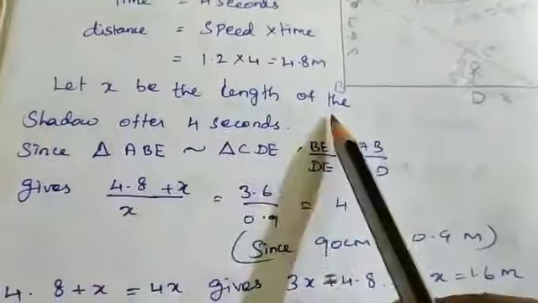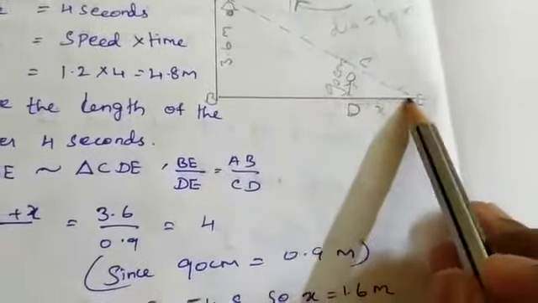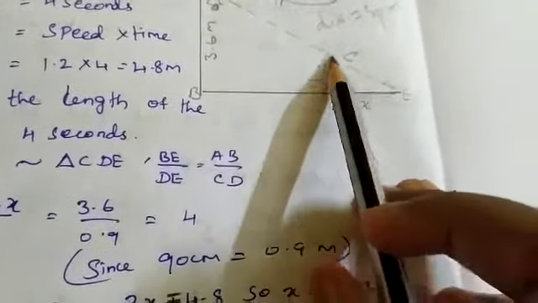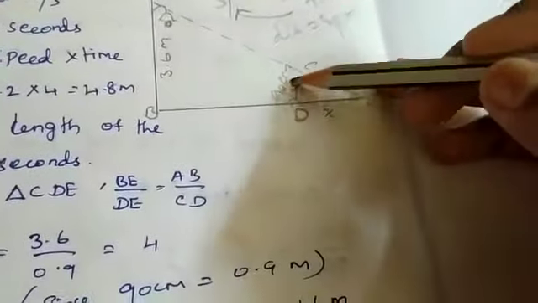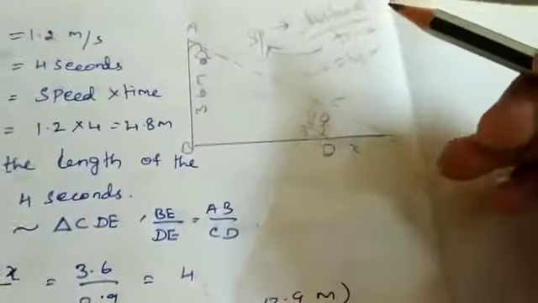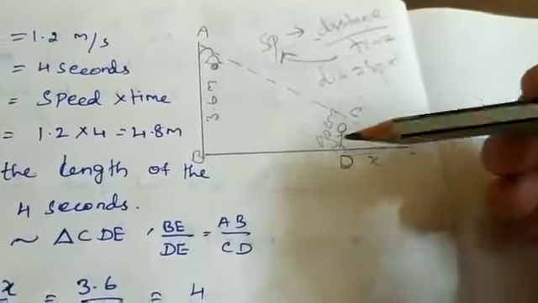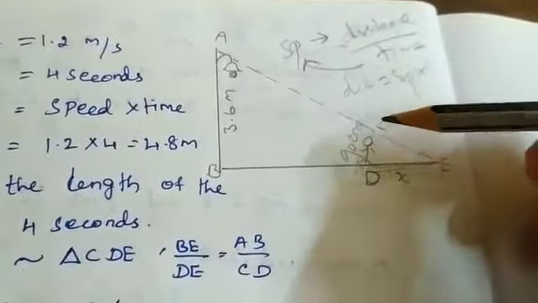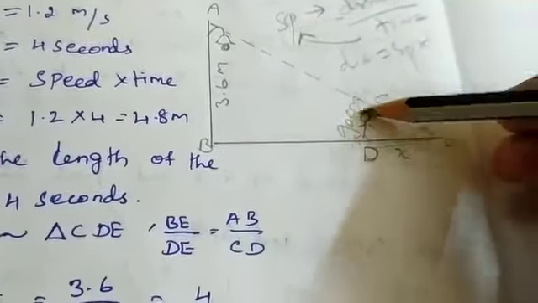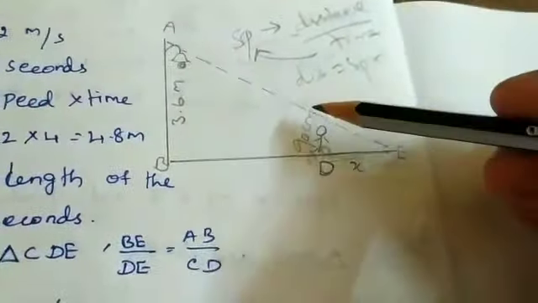Okay. So let x be the length of the shadow after 4 seconds. This is the shadow length. This is the 90 centimeter boy's height. You can take that this boy is walking straight now. We can't walk bending, so we can only walk straight. When we make the backbone straight only we can walk. So we can take his height as 90 degree, and it should be parallel to AB. His height should be parallel to AB.